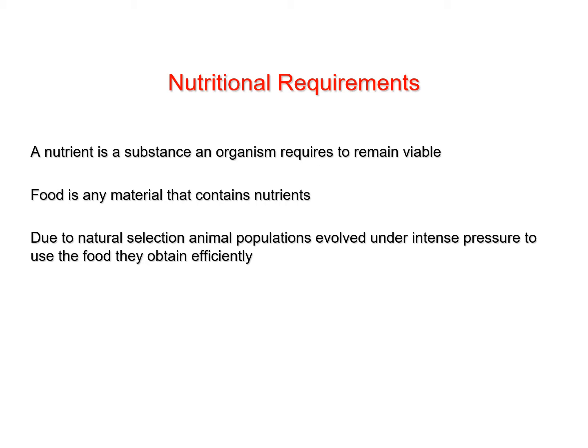A nutrient is an absolute requirement for viability, and anything that contains nutrients can be considered food. We have evolved under very intense pressure to use food efficiently. Our metabolism uses it very efficiently because during evolution, for almost all of human existence, there have been many periods where food was scarce, every year in fact. So natural selection would preferentially allow survival of those that can use food most efficiently.